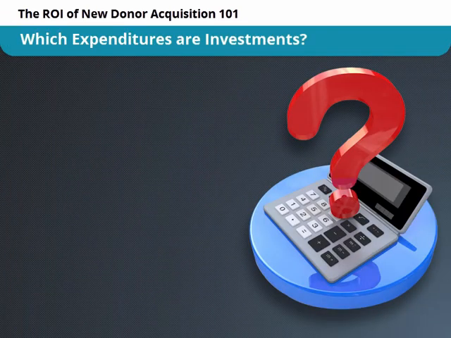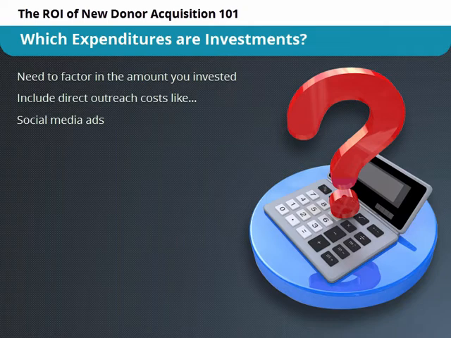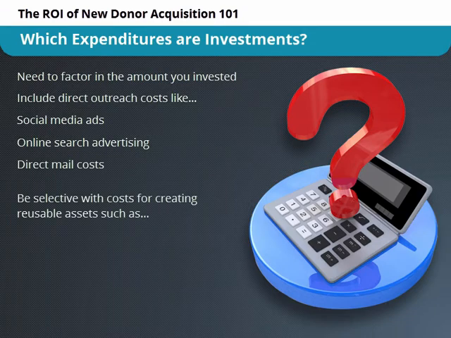But ROI isn't just based on the amount of money you get from donors. You also need to factor in the amount you invested to attract them in the first place. These costs include the direct outreach or direct marketing expenses, like online search advertising or direct mail printing, material, and postage fees. Be selective when incorporating certain costs like graphics, writing, or programmer expenses.